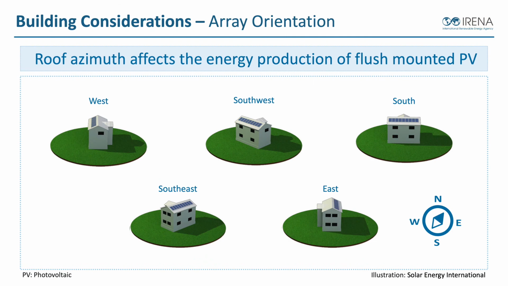Now, when we think about orientation, the roof azimuth affects the energy production of these flush-mounted PV systems. So roof azimuth really means the same as orientation, meaning east, south, west, north. A lot of times we'll look at that as a compass heading, and we say this array is facing south, which means 180 degrees on my compass, or I'm facing west at 270 degrees on my compass, or east at 90 degrees on my compass. So we think of that as kind of a direction as we face the array.